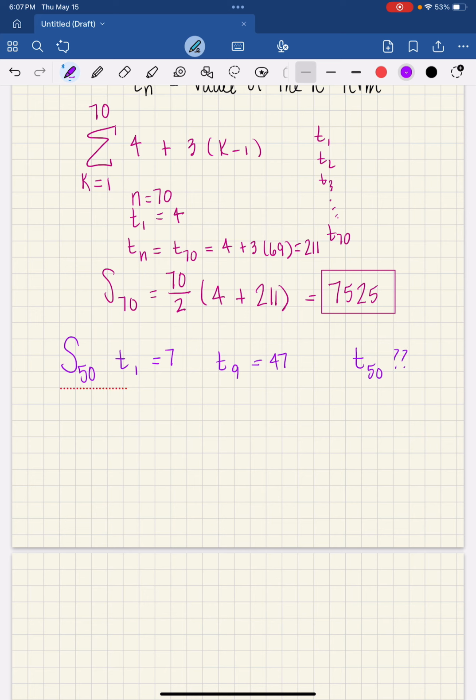Okay. Well, let's figure out what d is. If it's helpful, think of this as an ordered pair. When n is 1, t sub n is 7. When n is 9, t sub n is 47. Common difference, slope, arithmetic, linear, slope is a common difference. So your d is going to be equal to 47 minus 7 over 9 minus 1. And that's going to be 5.